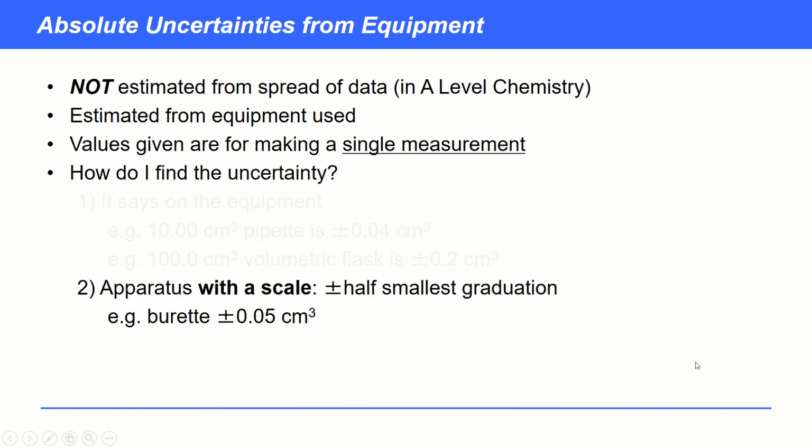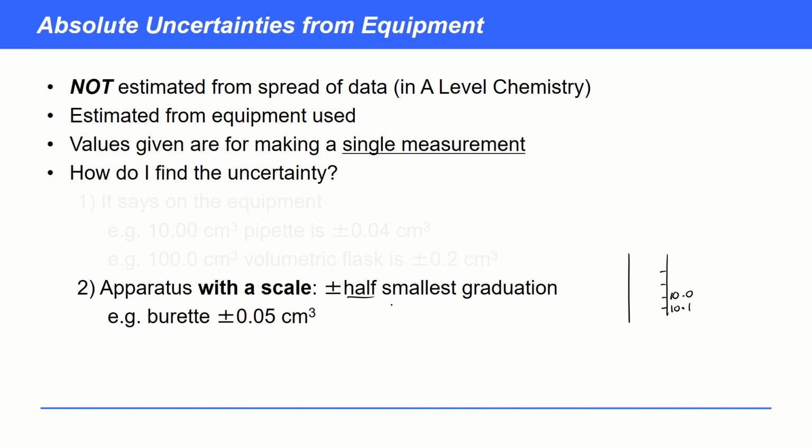Second thing to do is to think about, if it doesn't say it on the equipment, if you've got apparatus with a scale, then the typical uncertainty is plus or minus half the smallest graduation. So for example, in a burette, we have the graduations going every 0.1 centimetres cubed. So this would say the reading would be 10.0 there. The next one is 10.1. So these graduations are 0.1 centimetres cubed apart. Half of that is 0.05 centimetres cubed.